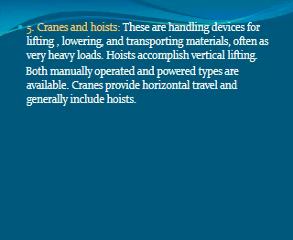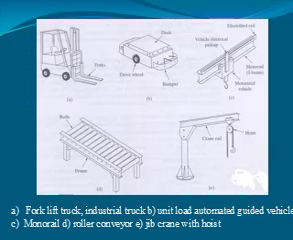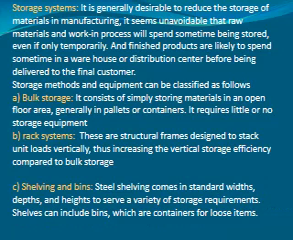So fifth one is cranes and hoists. Cranes and hoists are nothing but the material will be moved overhead. There are some systems available. There are different diagrams showing here about the trucks, automated guided vehicles, monorail, roller conveyors, and the cranes.